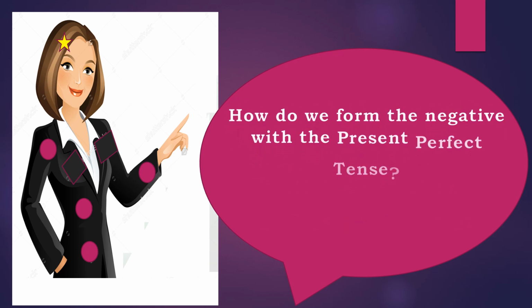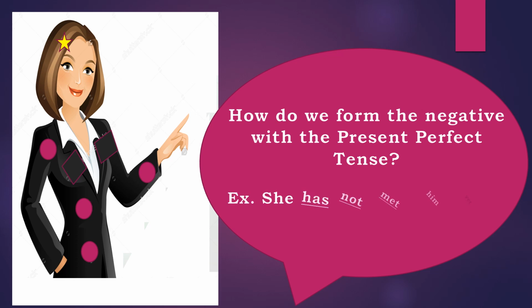How do we form the negative with the present perfect tense? The negative with the present perfect tense is very easy. We just add not to has. For example, here we say she has not met him yet.